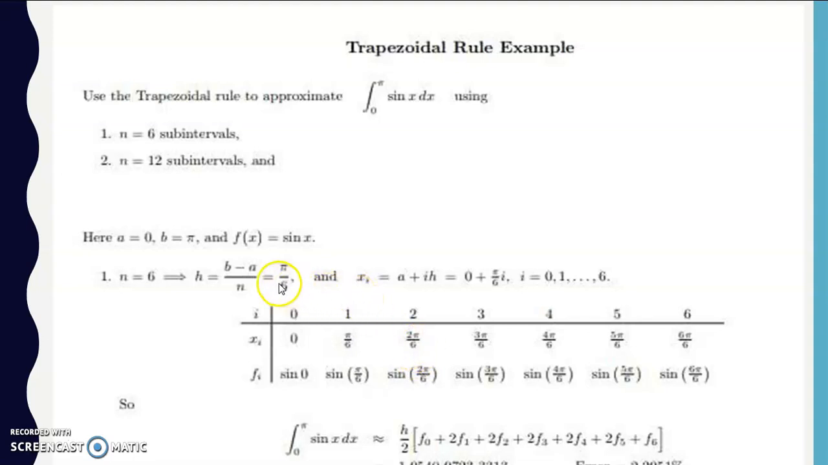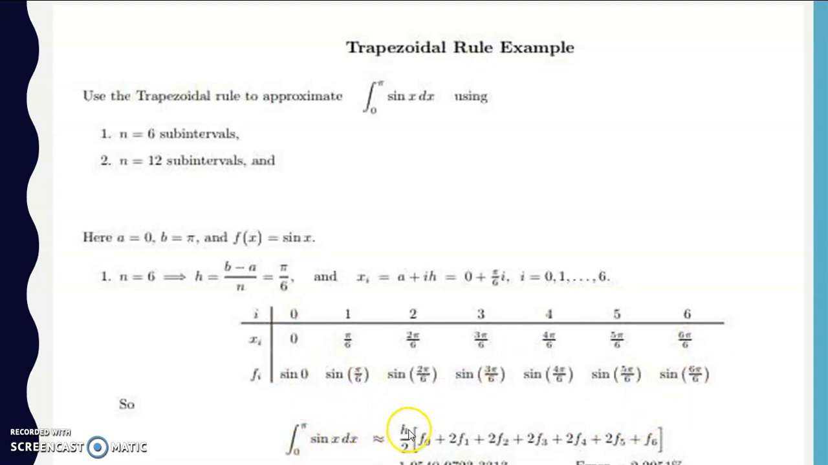Then again 2 pi upon 6 plus pi upon 6, so 3 pi upon 6. So on. The last value will be the upper limit. Upper limit means pi. So 6 pi upon 6 is pi. Then as per x values we have to find f(x) values or y values. So when x is 0, then y will be sin 0. When x is pi upon 6, then y will be sin pi upon 6. So on.